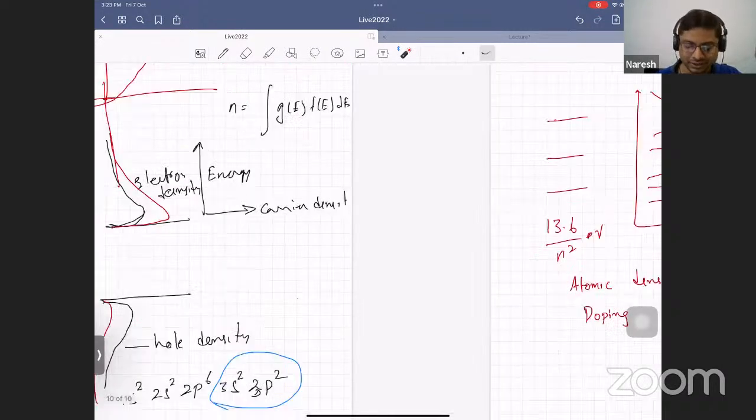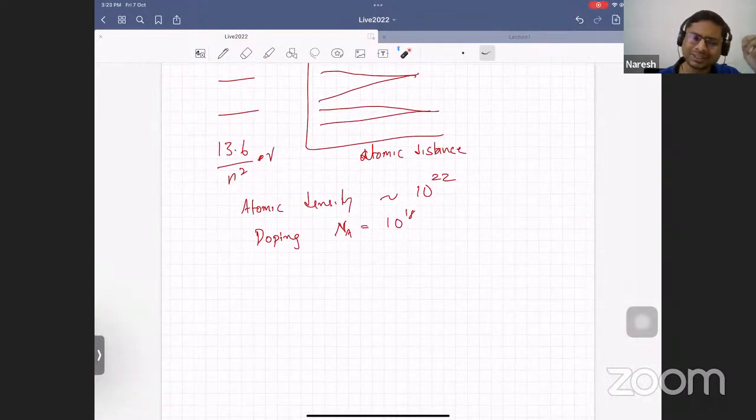You can't reach them unless you do something specialized, but even then there are other problems that come in. Typically 10 power 18, 10 power 19 is where we stop. Even if you have 10 power 19 donor atoms, the number of atoms that are ionized is actually lower. Anyway, that's too much detail for you guys. Czochralski process. Yeah, Kushagra, that's right.